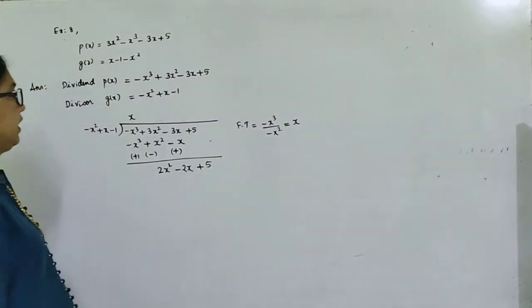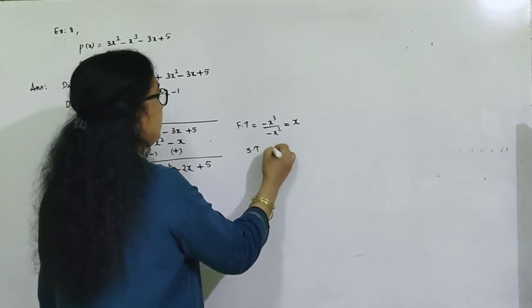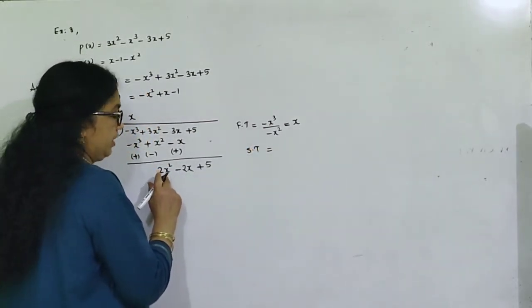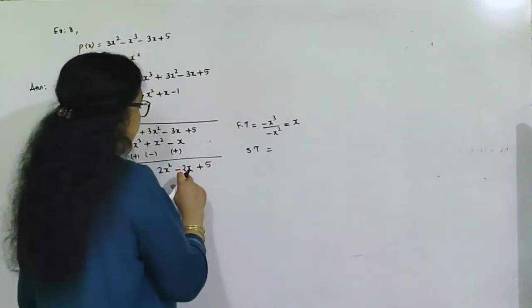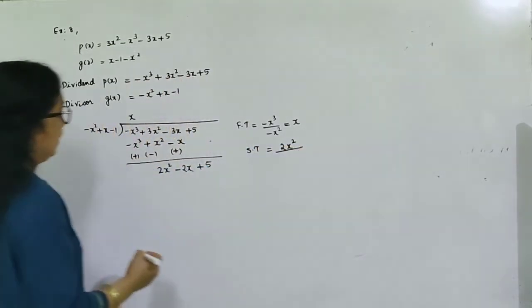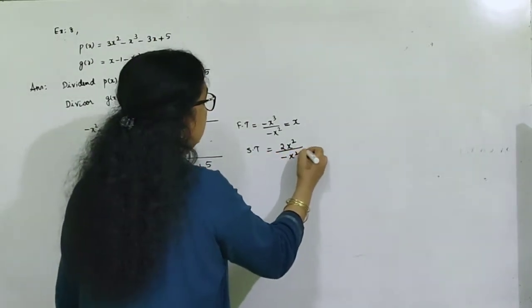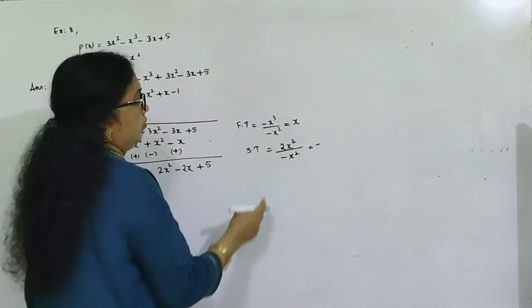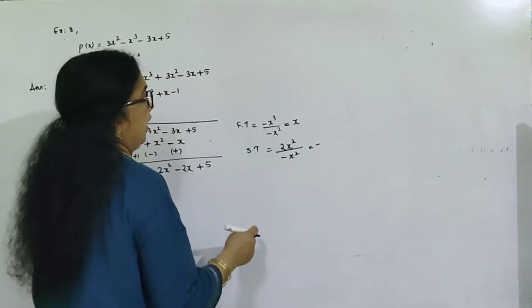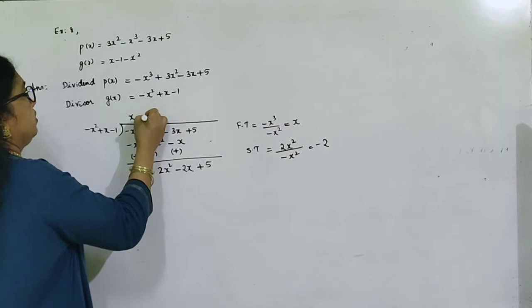Now to get the second term of the quotient, what do you have to do? The highest degree term of the dividend: now the dividend is 2x square minus 2x plus 5, its highest degree term is 2x square. Divide that by the highest degree term of the divisor, minus x square. So write here minus, since here positive and here negative. The x square cancels, 2 remaining, so minus 2.